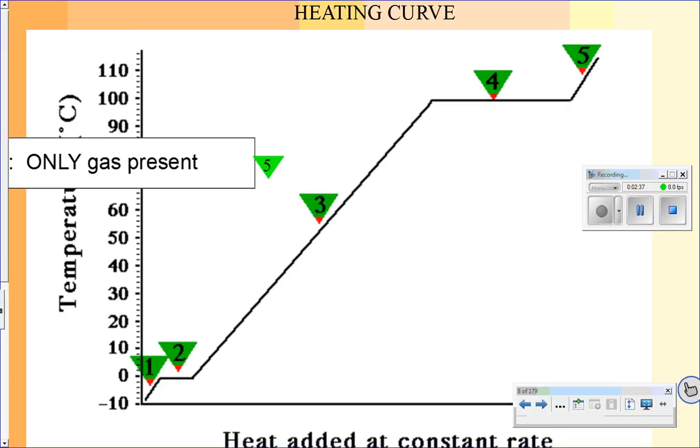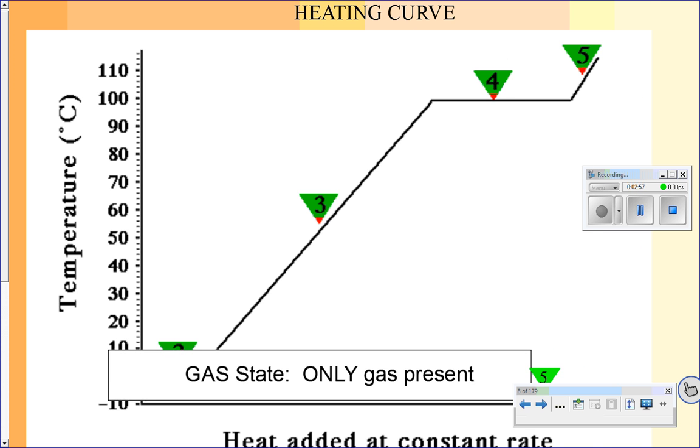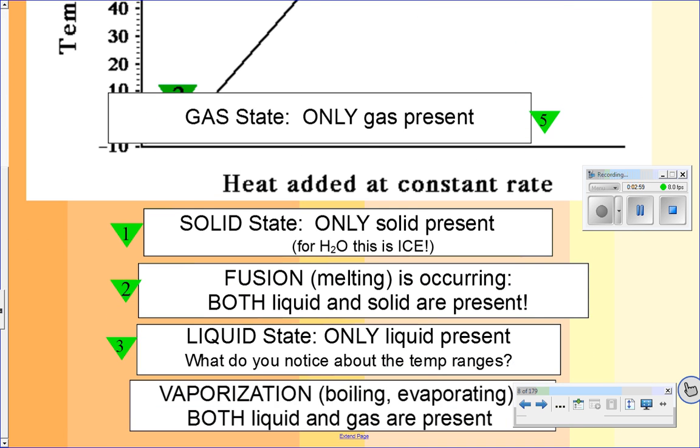And finally, region 5 on the graph is showing above 100 degrees Celsius for a sample of water. This would just be the gas state, what we call steam, or even water vapor. We continually can raise the temperature at this point. The only phase of matter we have present is a gas.